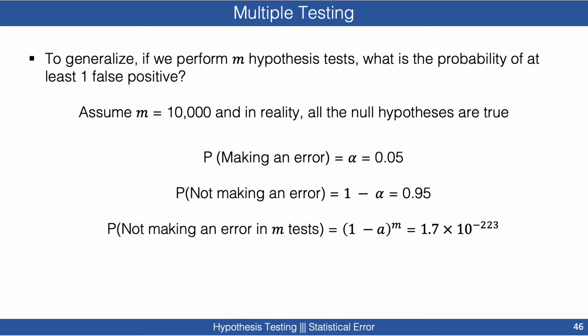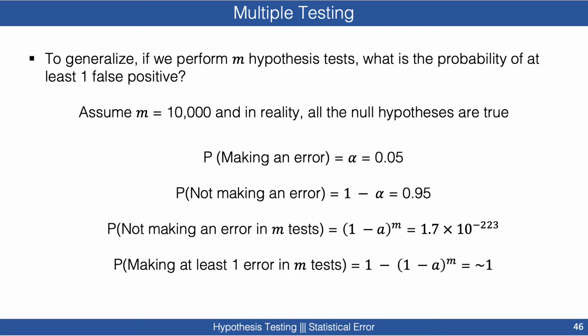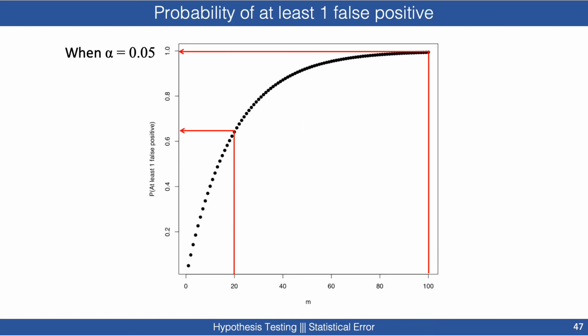So you didn't make an error in the first, and in the second, and in the third. And if you recall your probability lecture, the probability of the intersection of events that are independent is the product of the probabilities. So it's 1 minus 0.95 to the M. It's 0.95 to the 10,000, which is an extremely tiny number. So you are almost guaranteed to have at least one false positive. And as this chart gives you, it's the same as we just did before. The probability of at least one false positive is quite high even for low M's.